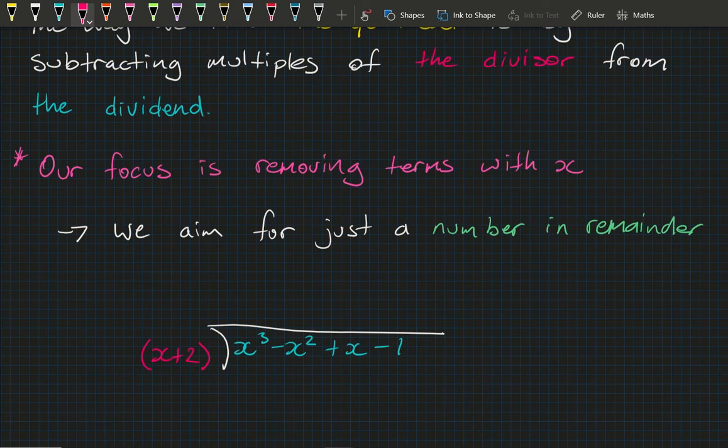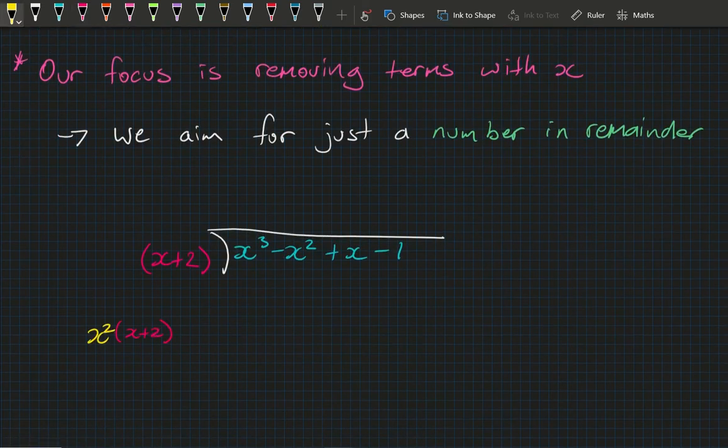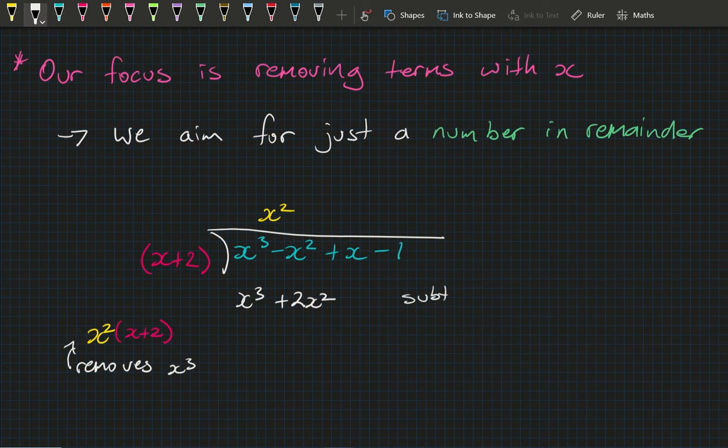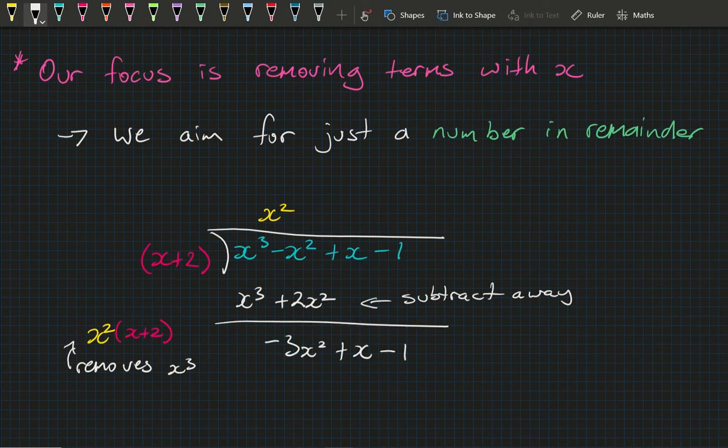So the first term there is an x cubed, and the first term in my divisor is an x. So I'm going to multiply x plus 2 by x squared, and I'm going to put my x squared up the top here. And of course this x squared helps me remove the x cubed. So x squared times x plus 2 is x cubed plus 2x squared. When I subtract that away, we obviously get rid of the x cubed and we're left with minus 3x squared plus x minus 1.